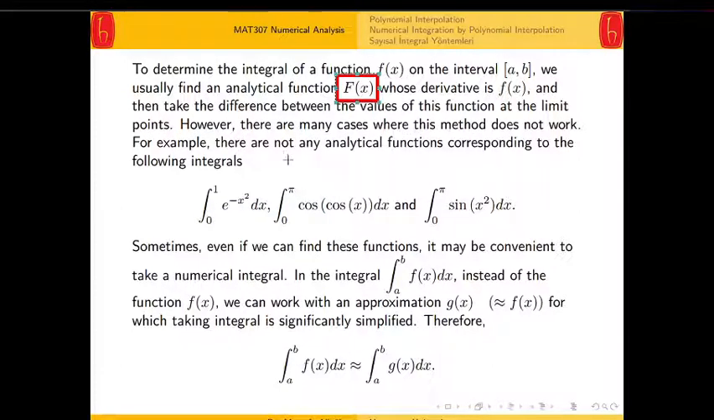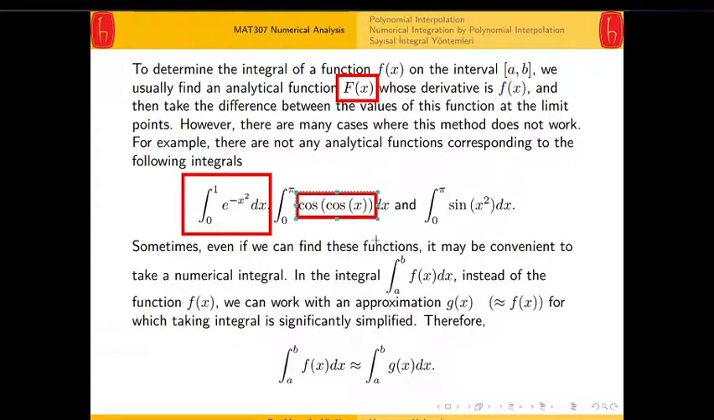For example, there isn't any analytical function corresponding to, for example, this integral. So we cannot find the antiderivative of this integrand. Similarly, the antiderivative of this function doesn't exist. Sometimes, even if we can find these antiderivatives, it may be convenient to take a numerical integral.